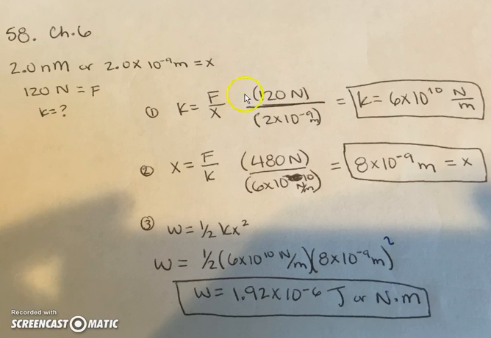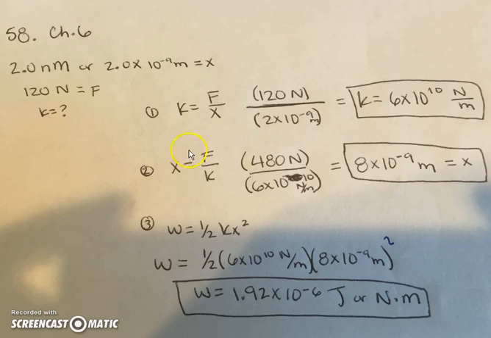You get 120 newtons divided by 2 times 10 to the negative 9th meters. And that comes out to a spring constant of 6 times 10 to the 10th newtons per meter.